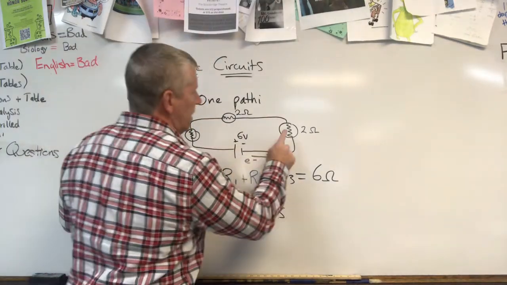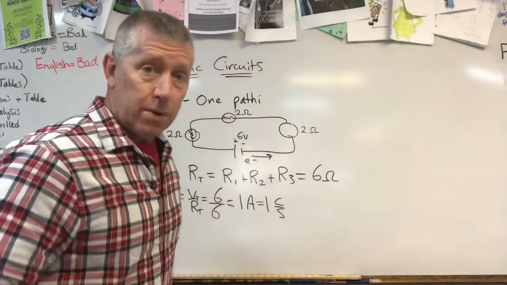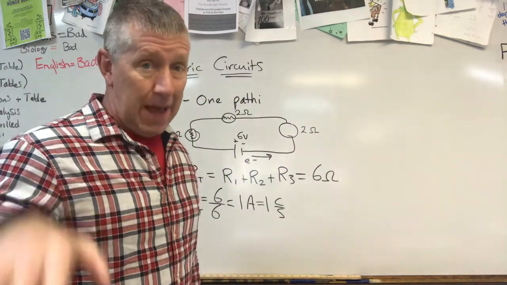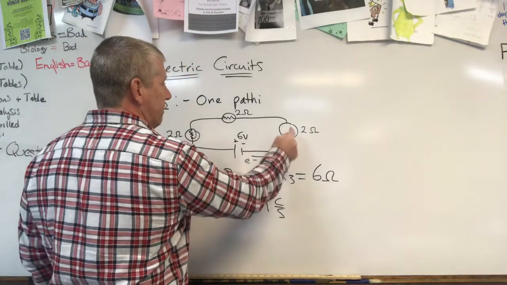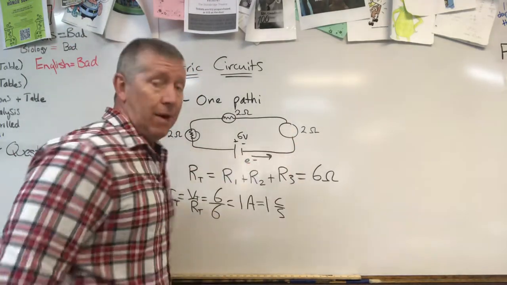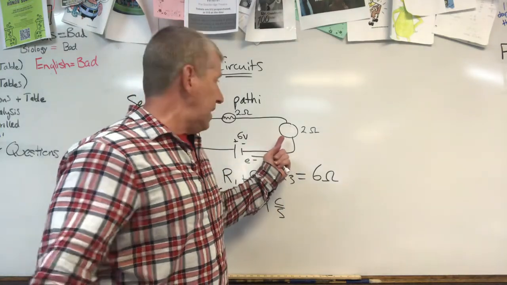So if all of a sudden the filament in this one goes bzzz and goes out, game over for everybody. The flowage cannot get past. This is like the drawbridge is down and you're a car going down the highway. You're done. You can't go anywhere.